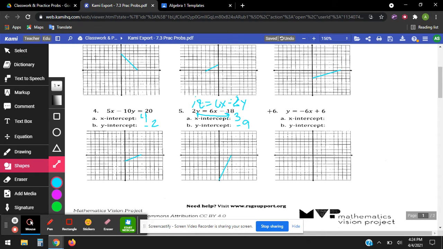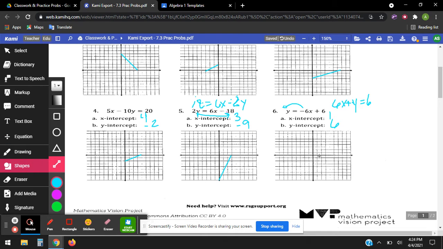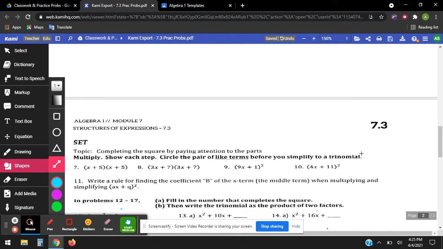Yep, that's right. All right, and the last one, we're going to rearrange again. I'm going to put the 6x over here to make that positive. So it'd be plus 6x plus y equals 6. Everything's positive there. So if I don't have my y, 6 times 1 is 6. If I don't have my x, 1 times 6 is 6. So let's go 1 on the x-axis, and up to 1, 2, 3, 4, 5, 6 on the y. There we go. That should have been review.